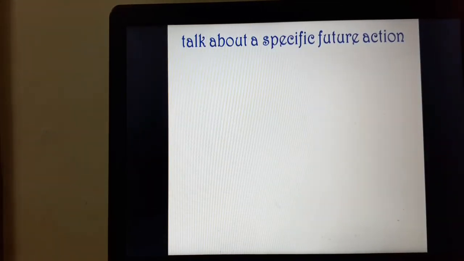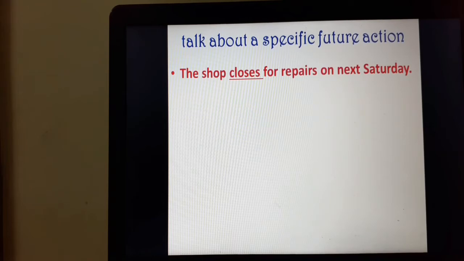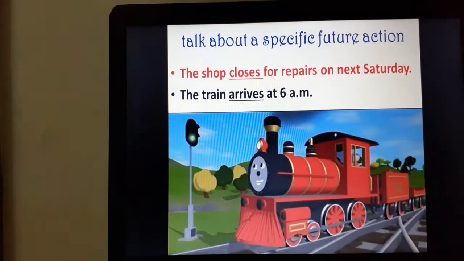It also talks about a specific future action. The shop closes for repairs next Saturday. The train arrives at 6 a.m.